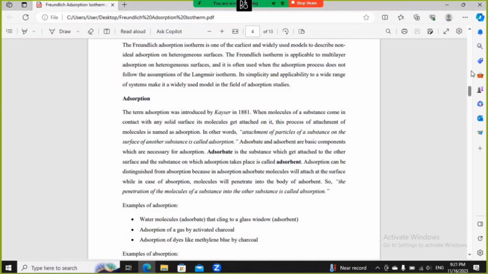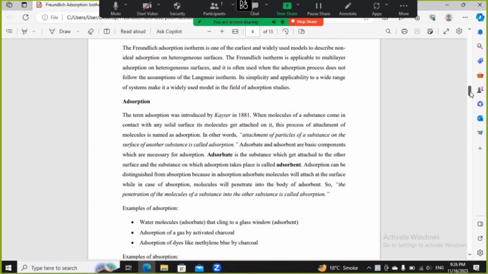Attachment of particles of a substance on the surface of another substance is called adsorption. The term adsorption was first introduced by Kayser in 1881. When molecules of a substance come in contact with any solid surface, its molecules get attached on it. This process of attachment of molecules is named as adsorption. Adsorbate and adsorbent are the basic components of adsorption. What is adsorbate? Adsorbate is the substance which gets attached to the other surface, while adsorbent is the substance on which adsorption takes place. Some people confuse adsorption with absorption.